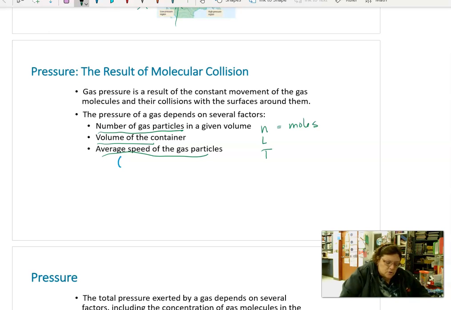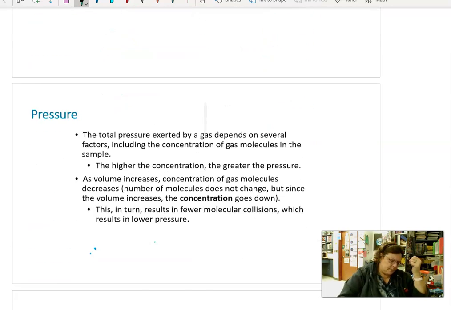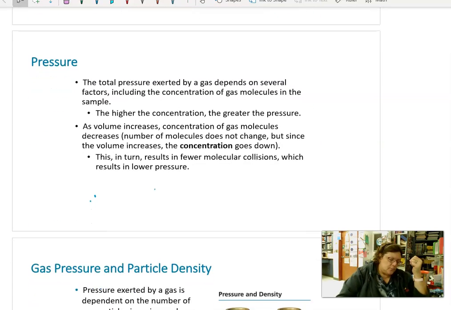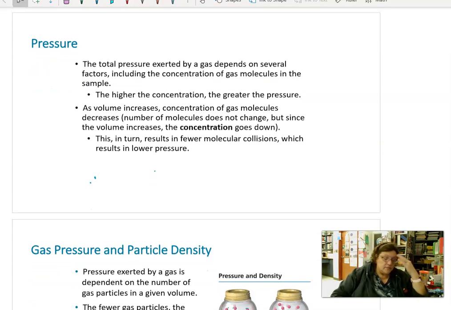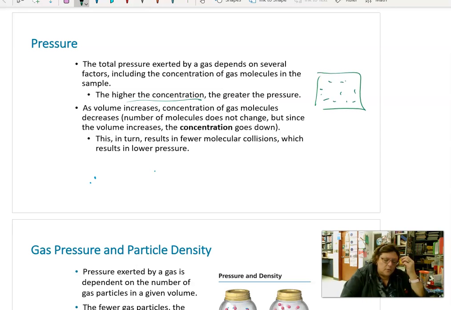So temperature, the three things outside of pressure that affect the pressure are number of particles, the volume, and the temperature of gases. The total pressure of a gas depends on several factors, including concentration. The higher the concentration, the greater the pressure. Well, that makes sense. If you got more people in a room, you're going to have more pressure.